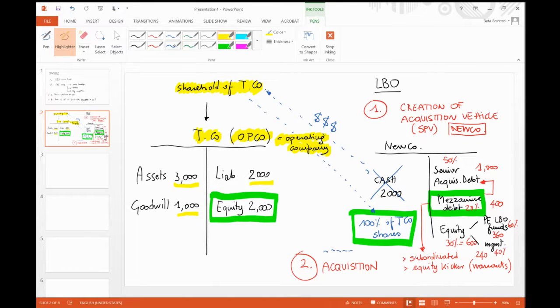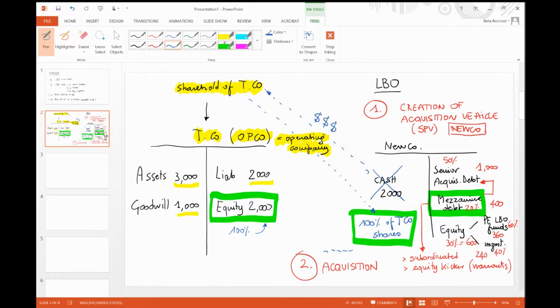So you can imagine that 100% of the value of this company has been assessed to be 2,000. This is the amount of money that private equity investors, the sponsors of the LBO, have to raise in the market if they want to buy out the company from the existing shareholders of TICO.